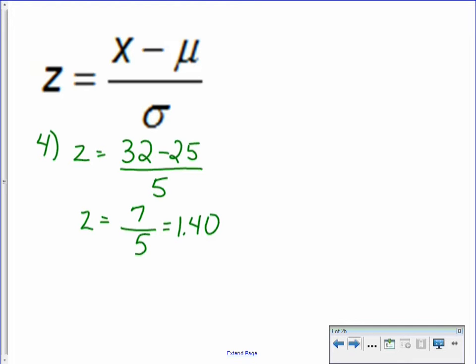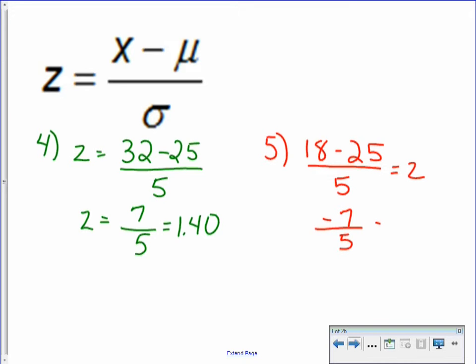If we look at number 5, notice their number is 18. So we're taking 18 minus 25. Well, that's going to end up with a negative value. That's fine. We're allowed to have negative z-scores as well. So 18 minus 25 would be negative 7 over 5. That means we have a negative 1.40 for our z-score. And that's all right. We can have that. Because those two numbers are actually the same amount away from the mean.